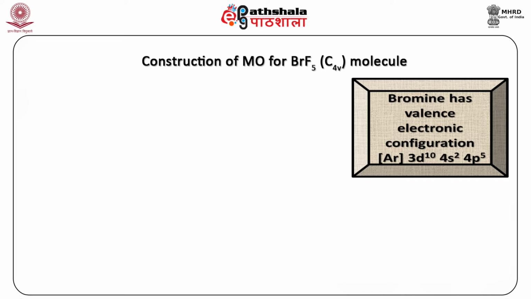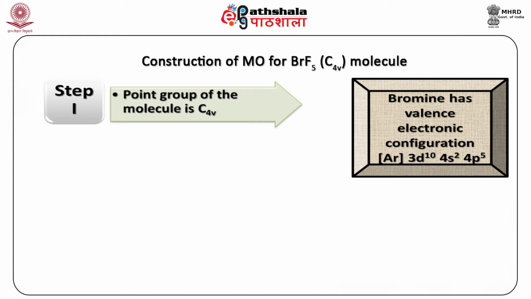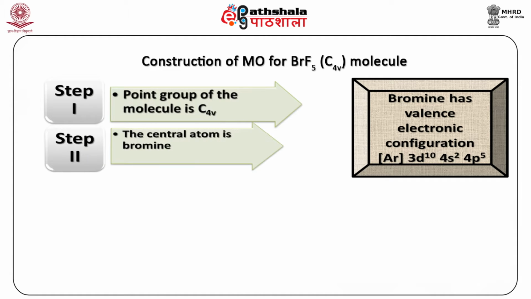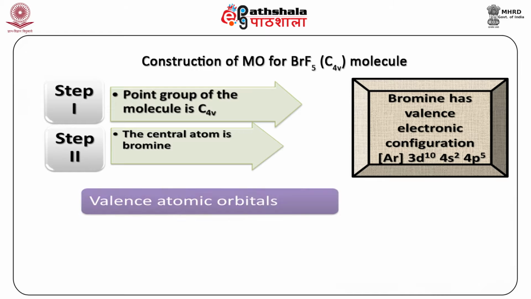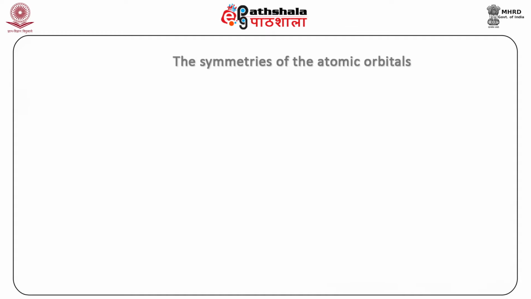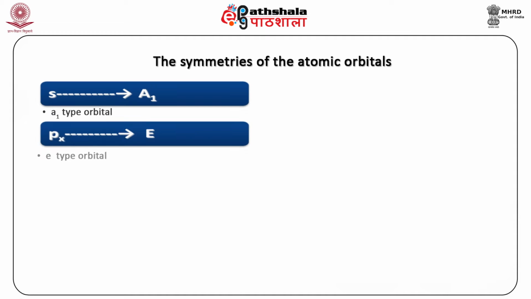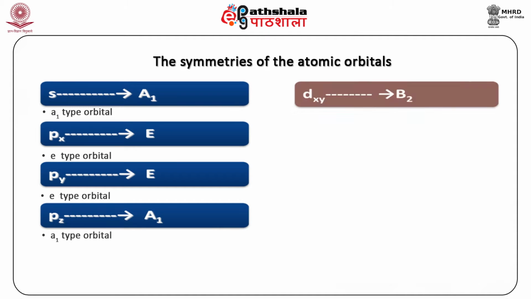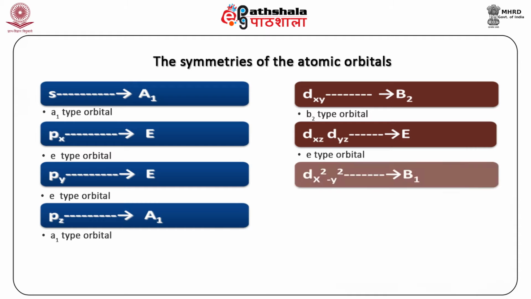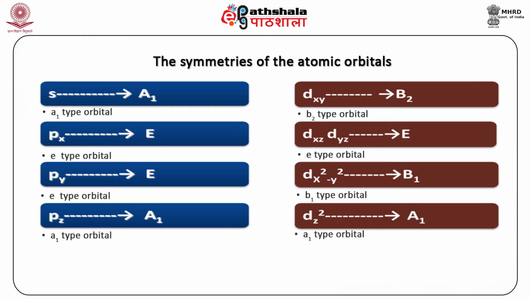Following the various steps: step 1, the point group of the molecule is C4v; and step 2, the central atom is bromine. Bromine has valence electronic configuration [Ar] 3d10 4s2 4p5. Thus, the valence atomic orbitals are one s orbital and three p orbitals, that is 4. The symmetries of these atomic orbitals under C4v can be obtained from the character table of the C4v point group, and these are as given.